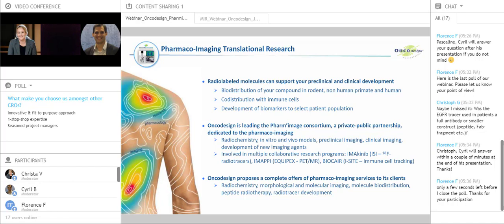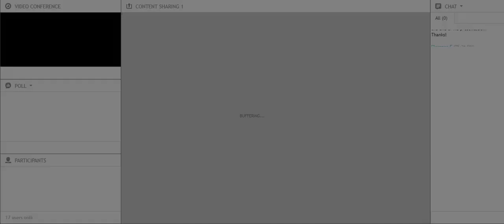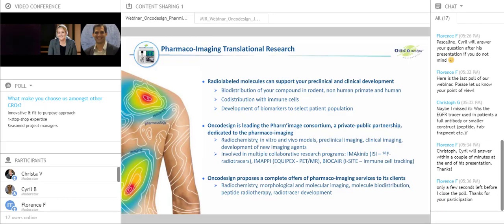So I'm going to the chat and looking at the questions. What are the chelating agents already accepted by the agencies? Yes, there's a question from Pascaline. Yes, some of these chelating agents are already accepted by agencies. DTPA and DOTA are some of the well-known ones. There are some clinical trials that have been done with GFO. And here we are working with a company named Chematech, which is part of our PharmImage consortium here in Dijon, and they are producing some of these chelating agents under GMP conditions that can be used in clinic.